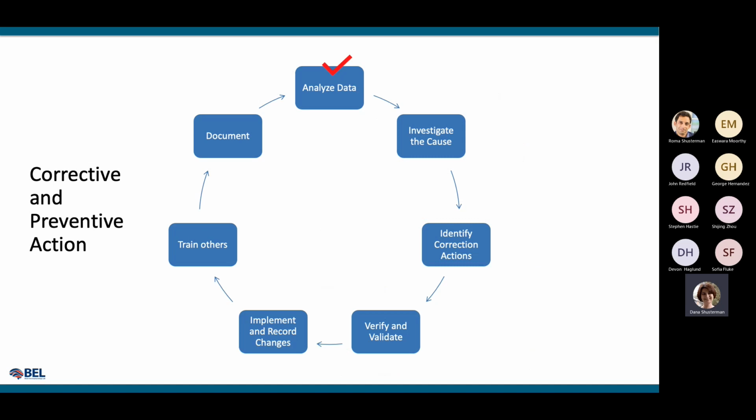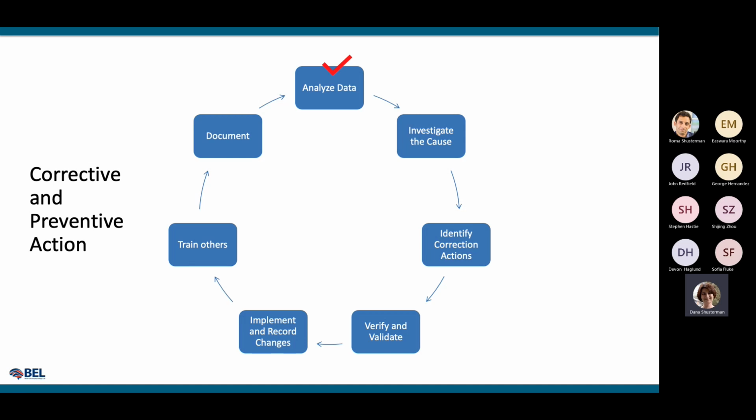So what is corrective and preventive process or CAPA process? We need to analyze quality problem data. The purpose of this analysis is to identify existing and potential causes of nonconformity. We need to investigate the cause of nonconformity relating to product, process, or qualities. Identify the action or actions needed to correct and prevent the occurrence of this problem.